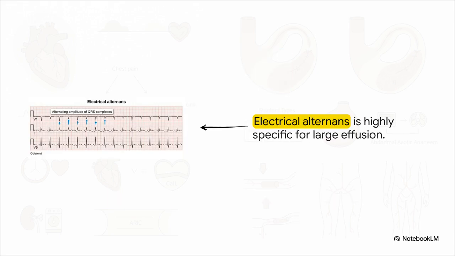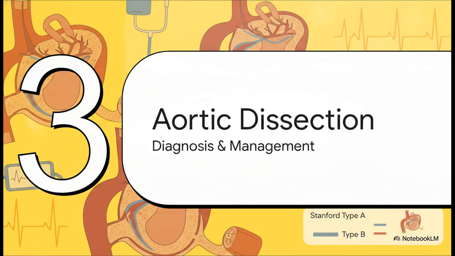Another major clue for a large pericardial effusion is electrical alternans on the ECG. As the heart swings back and forth within that fluid-filled sac, its electrical axis shifts with every single beat. This creates an alternating amplitude in the QRS complexes. If you see electrical alternans right alongside sinus tachycardia and symptoms of obstructive shock, tamponade should be at the very top of your differential. All right, moving to Section 3, aortic dissection, covering both diagnosis and management.